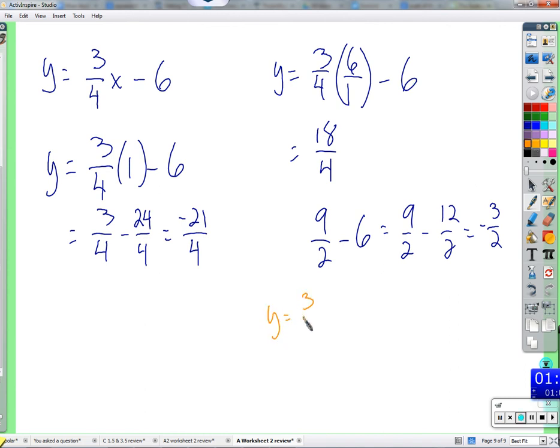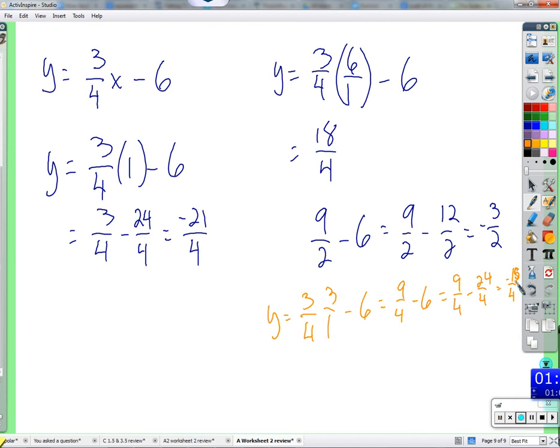Let's see, we got 3 fourths times 3 over 1 minus 6. I guess it's 9 over 4 minus 6. We still have to find common denominators. So we have 9 fourths minus 24 fourths. And so that's negative 15 fourths. It's just fractions, right? We're not scared of fractions. But there are numbers that you can plug in that make the fractions really kind of a moot point.